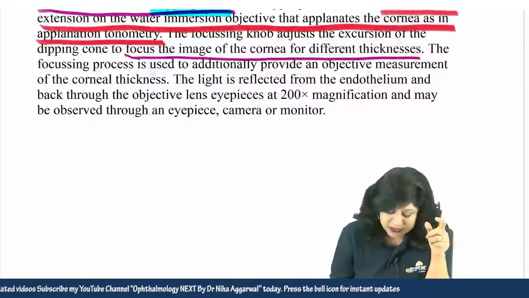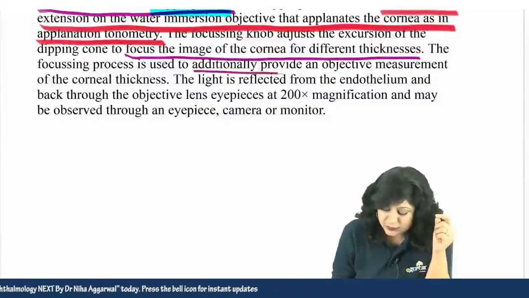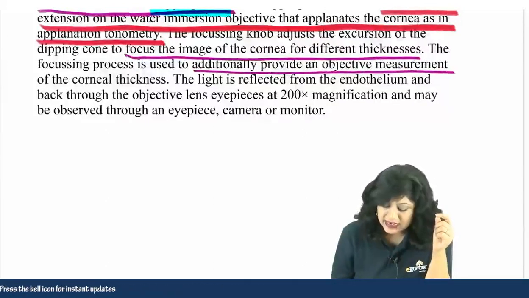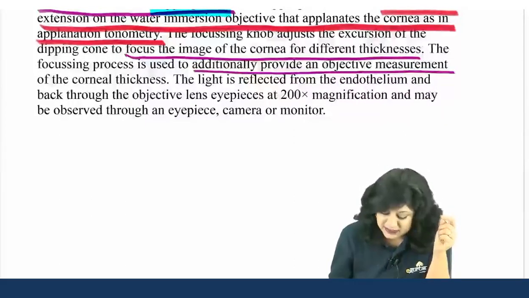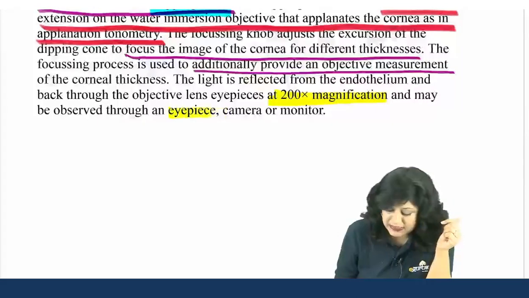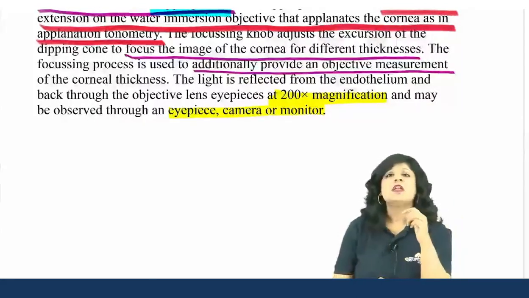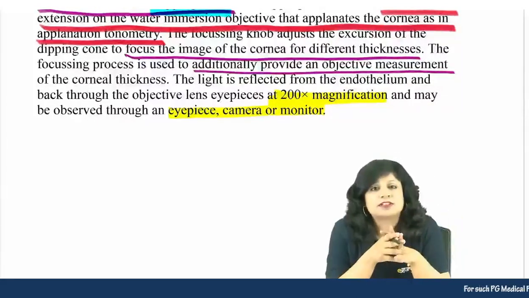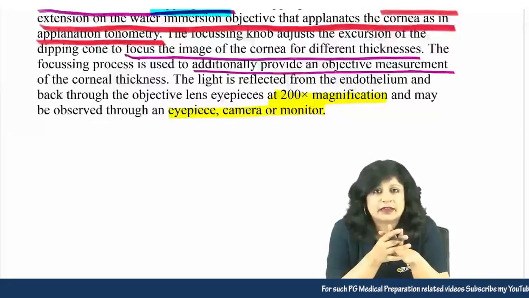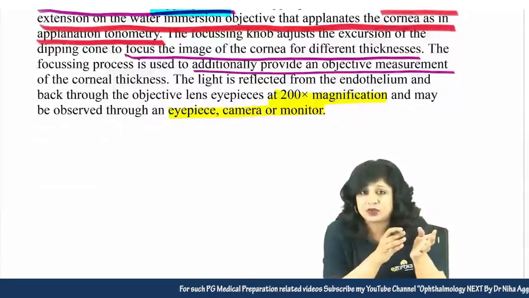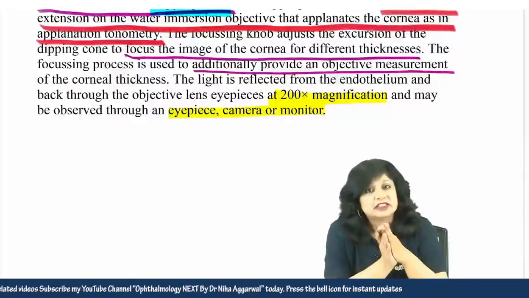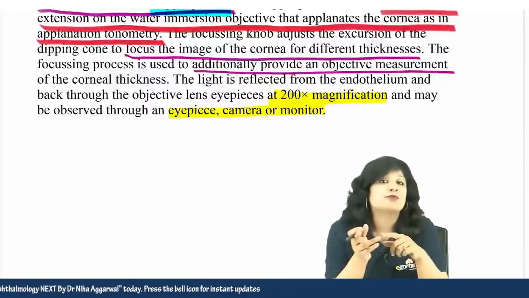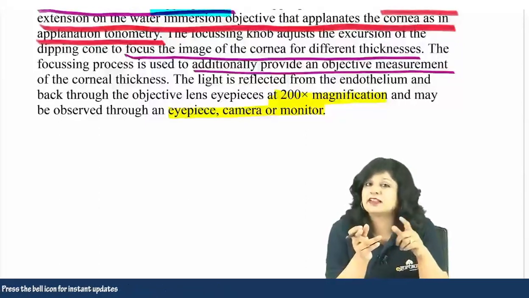Now this focusing process is used to additionally provide an objective measurement. The light is reflected from the endothelium through the objective eyepieces at 200 magnification and may be observed through an eyepiece, camera or monitor. So you come to know about the objectives, what is the use of the specular microscope, what is the other way you can see the endothelium, that is specular reflection over the slit lamp, and what is the amount of magnification that you are using here, that is 200 plus.